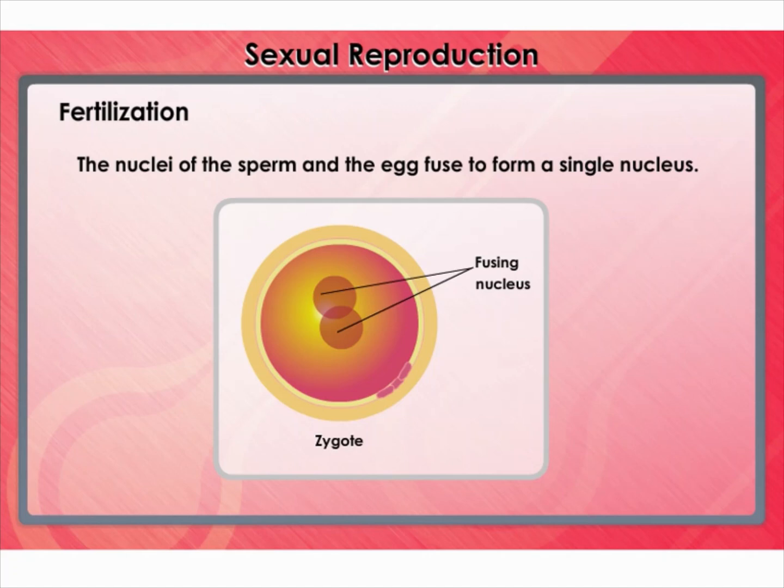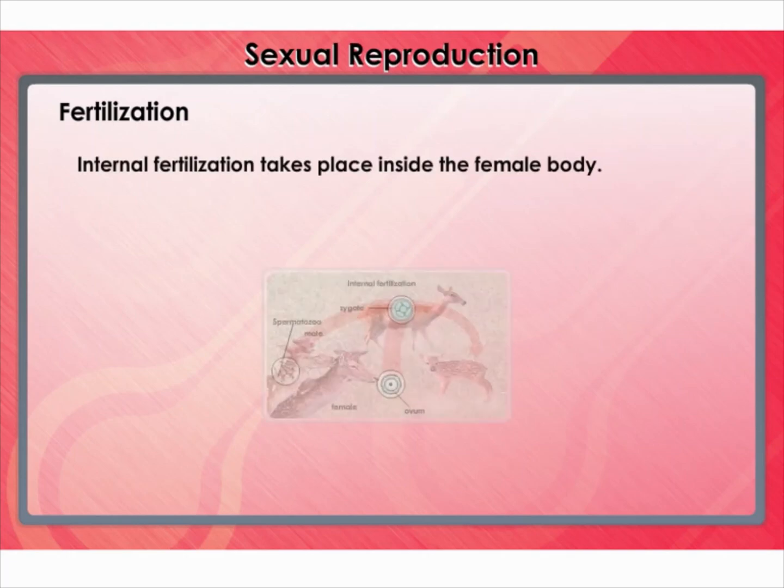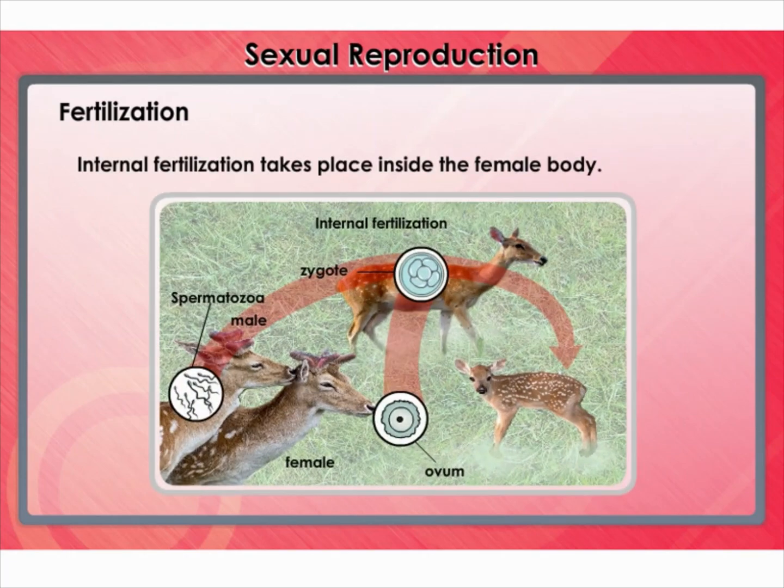Look at your brother or sister. See if you can recognize some characters in them similar to those of your mother or your father. Fertilization, which takes place inside the female body, is called internal fertilization. Internal fertilization occurs in many animals, including humans, cows, dogs, and hens.